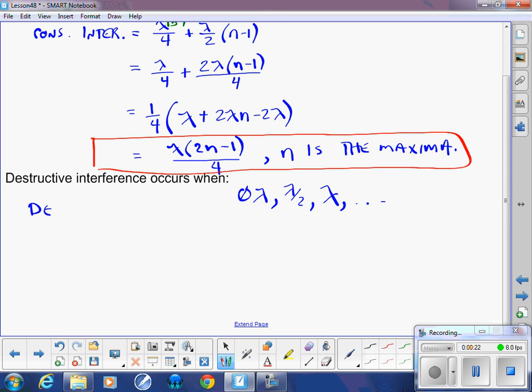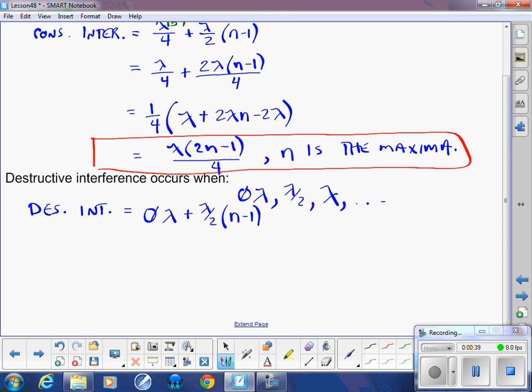So the corresponding formula for destructive interference matches with the one above. It was at 0 lambda, the y-intercept or the first one, and then every one occurs lambda by 2 later. And again, we're going to go according to maxima.